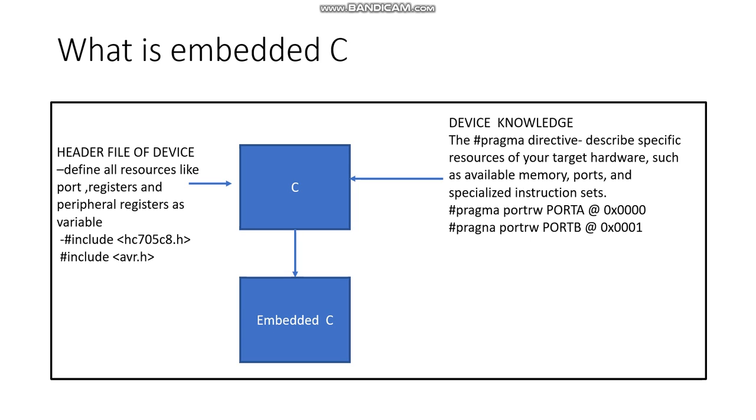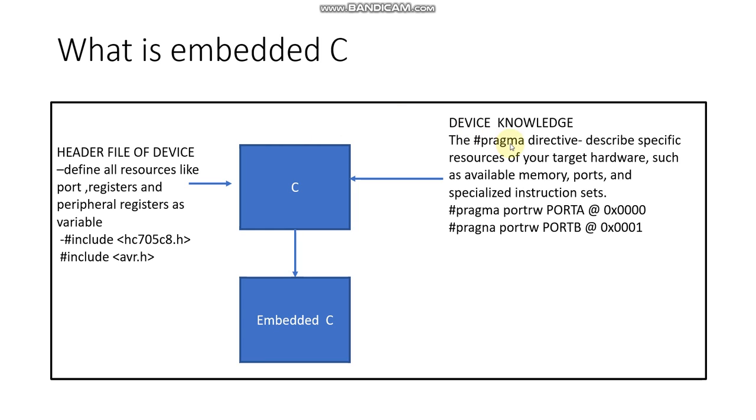An example statement of including a header file is given here. You can see include HC705C8 header file, which includes the header file of the XC705C8 microcontroller, which has the definition of all these registers and peripherals in the microcontroller. Another example is avr.h, which has the definition of internal registers and memory content information for the AVR family of microcontrollers.